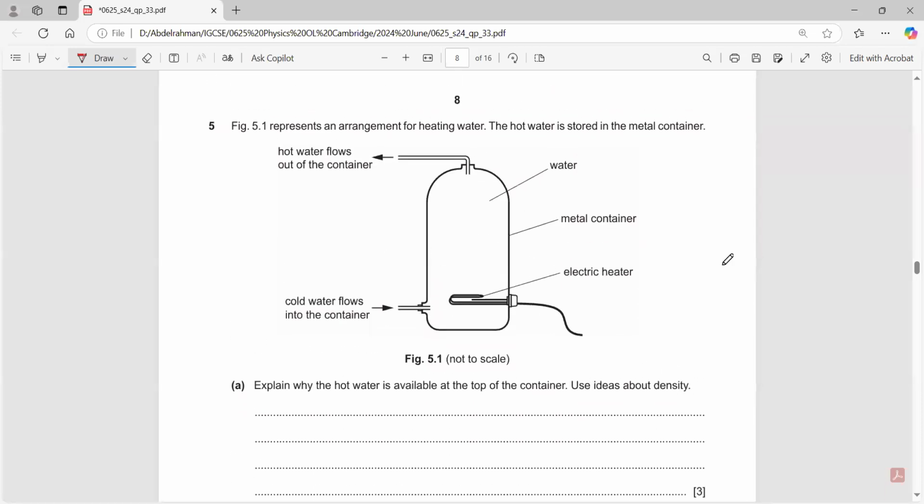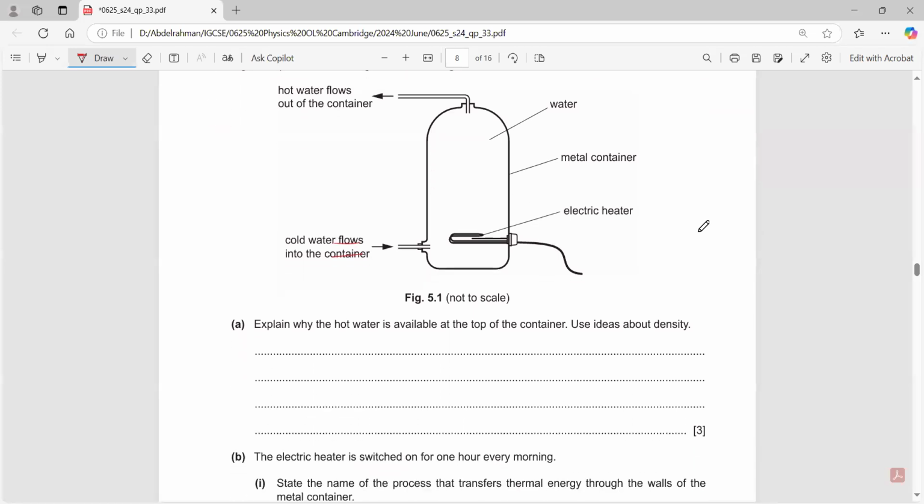We have an arrangement for heating water. The hot water is stored inside the metal container. This is the flow of the hot water, and this is the flow of the cold water. Explain why the hot water is available at the top of the container. Use ideas about density. Because of convection. So basically, we need to explain what happens in convection.